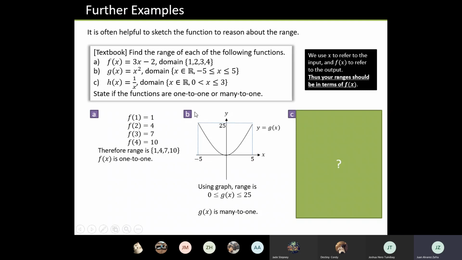But notice we mustn't draw this curve any further because the domain is -5 to 5. So it would be wrong to draw this beyond x equals 5 or beyond x equals -5. Last one, h of x equals 1 over x.